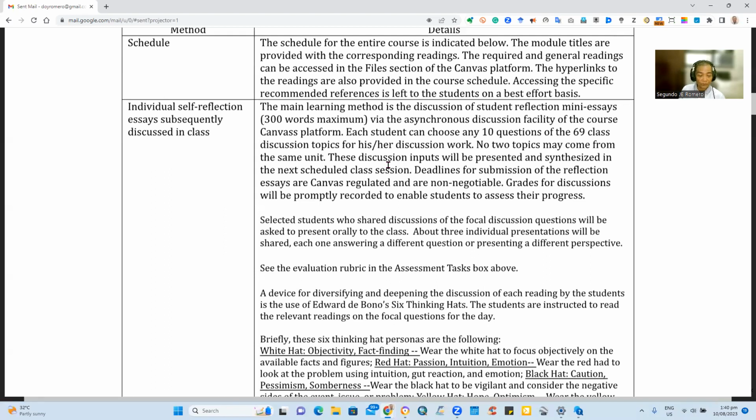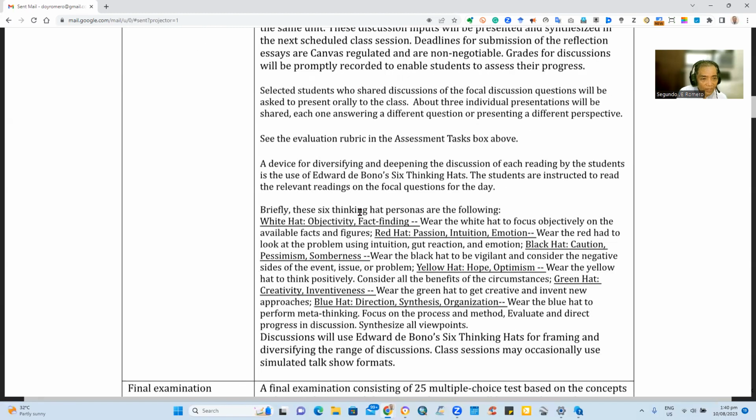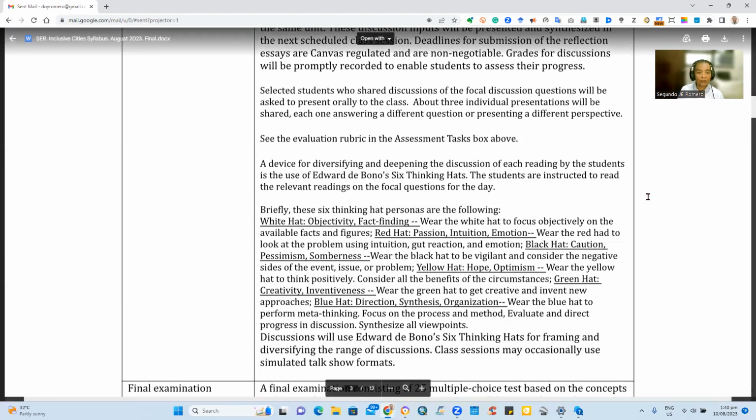How am I going to award the points for the discussions? Now, a device for diversifying and deepening the discussion of its reading by the students is the use of Edward de Bono's 6 thinking hats. The students are instructed to read the relevant readings or answer the discussion questions for the day. And briefly, the 6 thinking hat personas are the following.